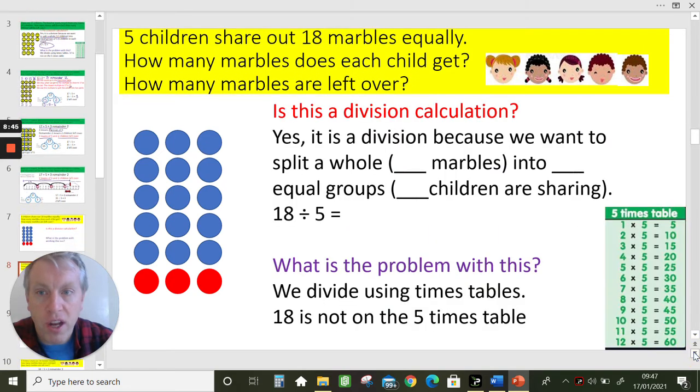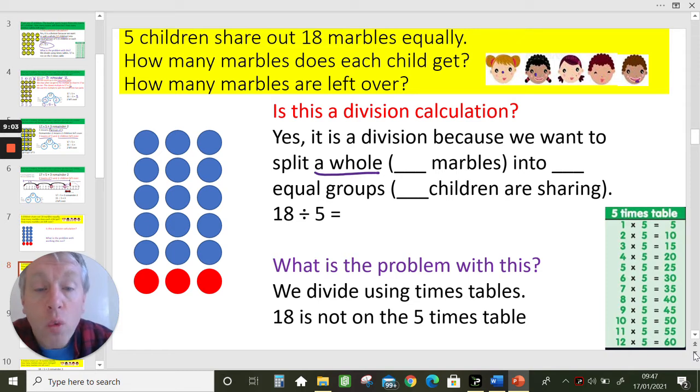Hope you paused the video. Well, let's first of all think, is it a division calculation? Yes, it is a division because we want to split a whole. What's the whole number here? Is it 5 children? 1, 2, 3, 4, 5?